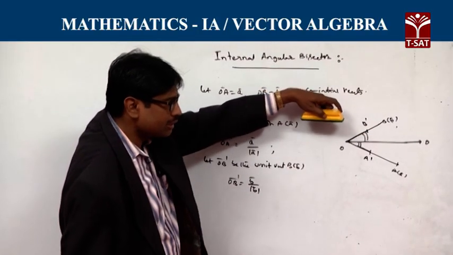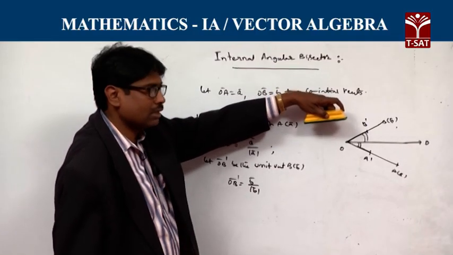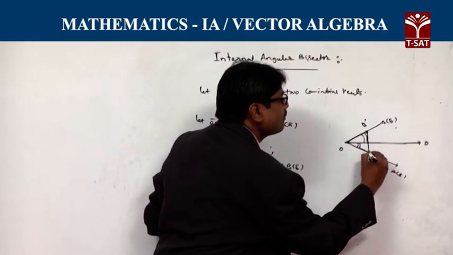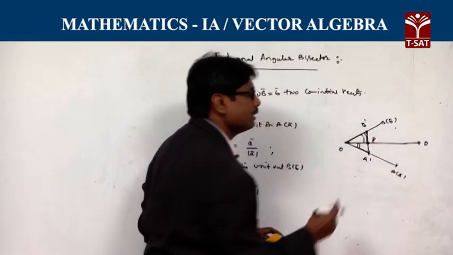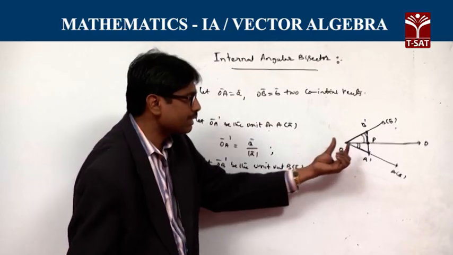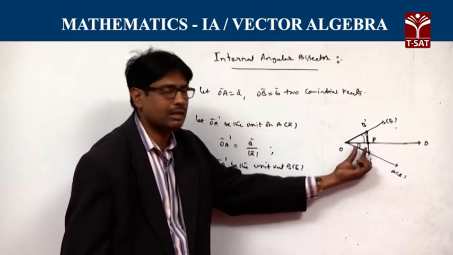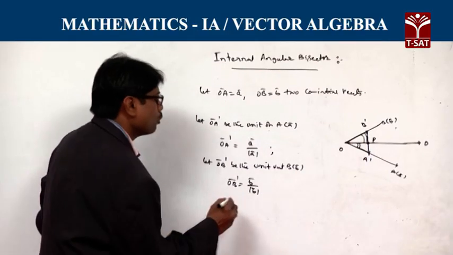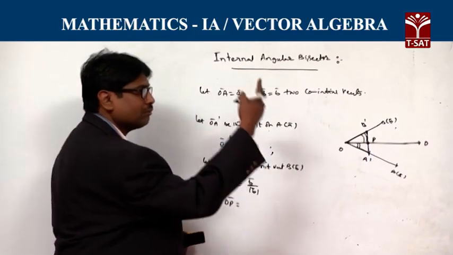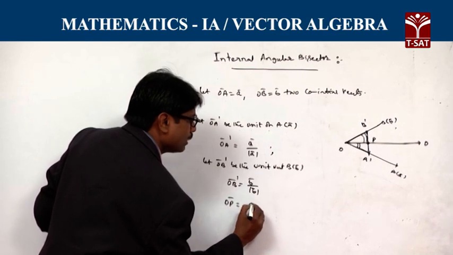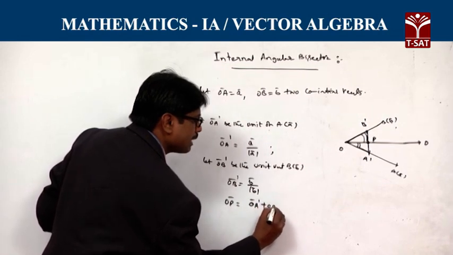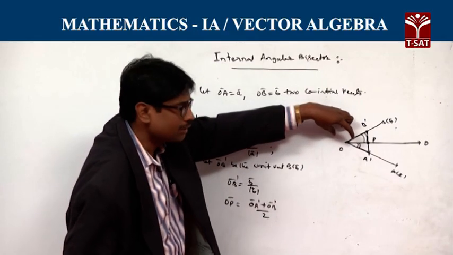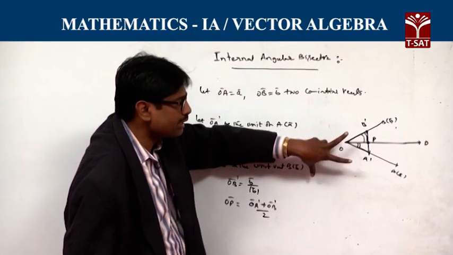In order to calculate the position vector of the internal angular bisector, you take their midpoint. We learned one small property in geometry. What is the geometry property? Any point you take on the internal angular bisector will be equidistant. So your OP bar will be the midpoint of these two, that is OA dash bar plus OB dash bar divided by 2.